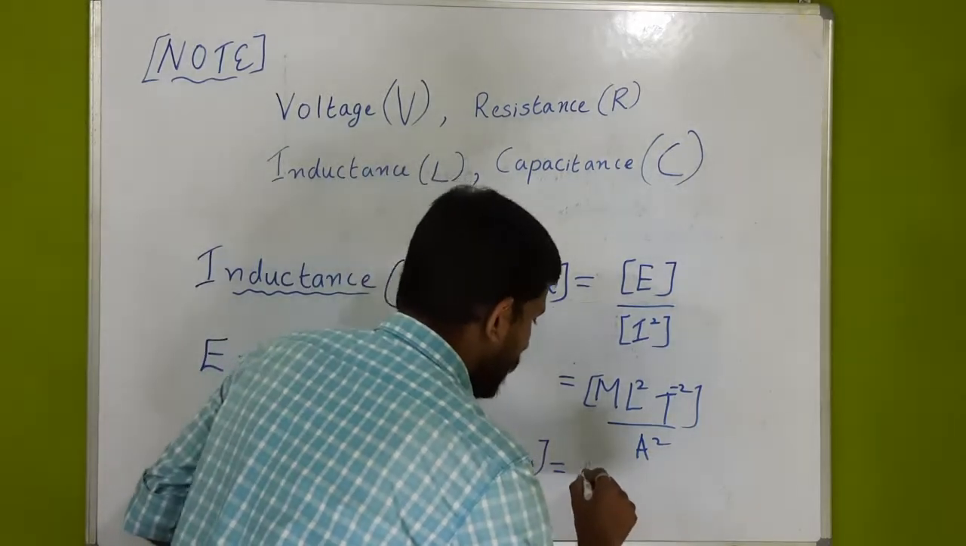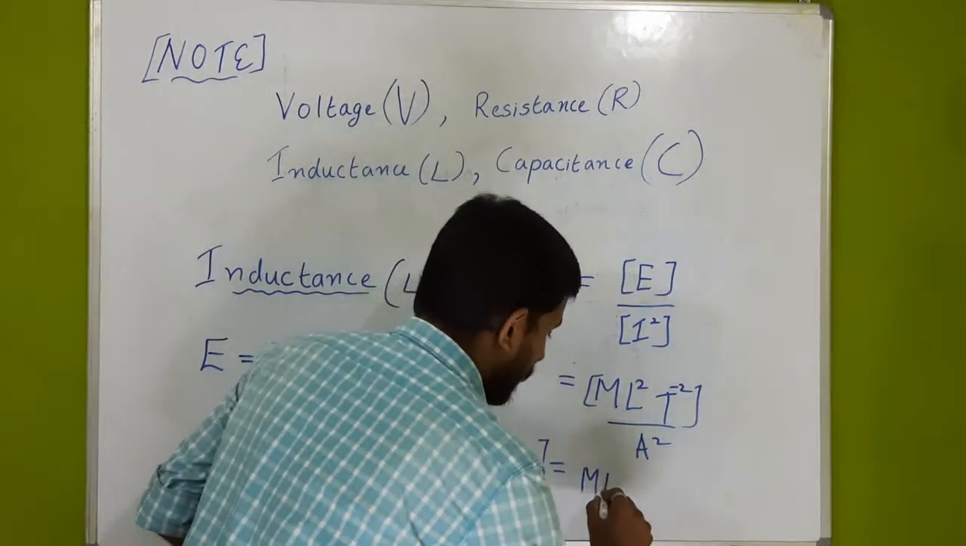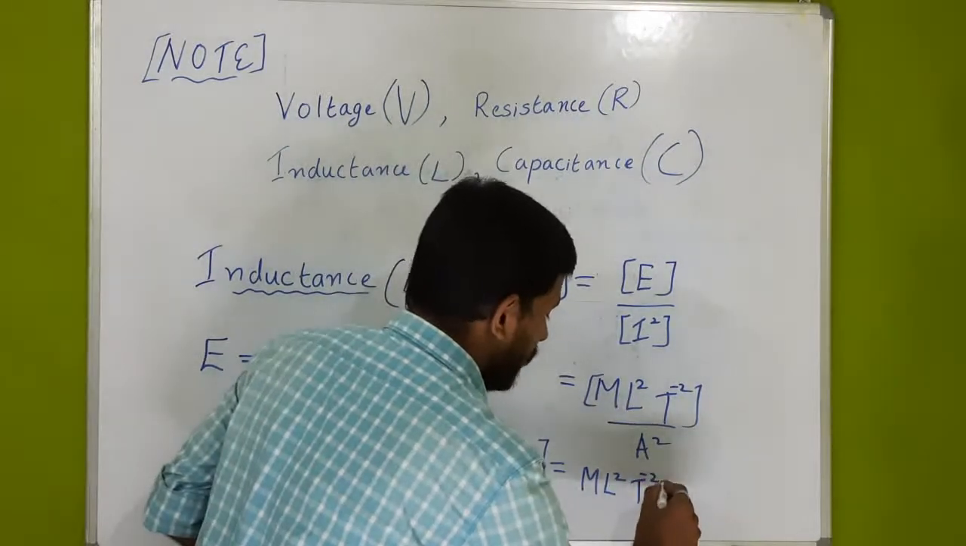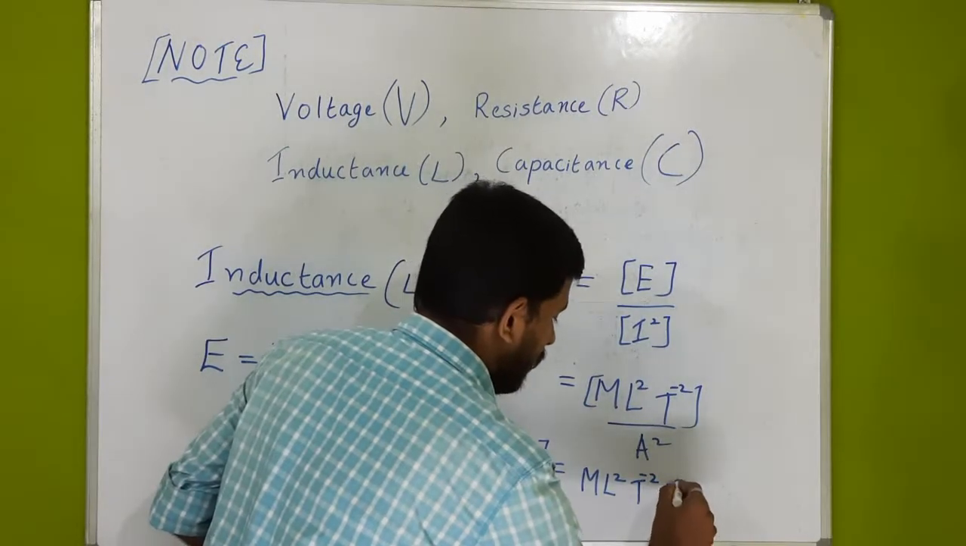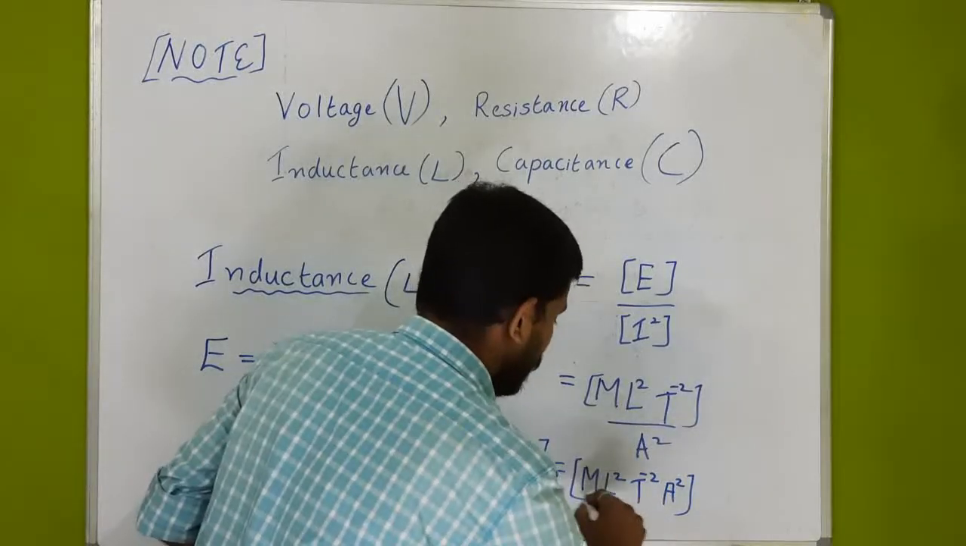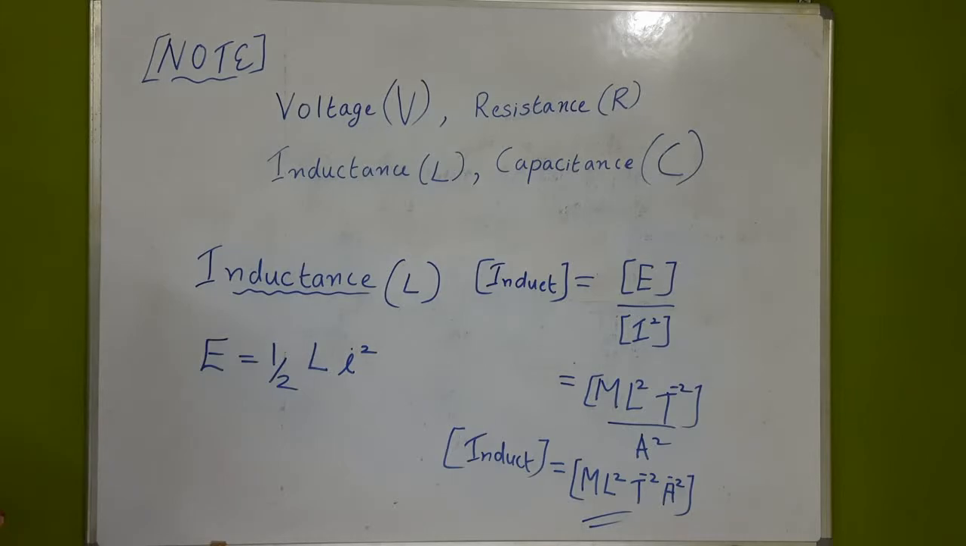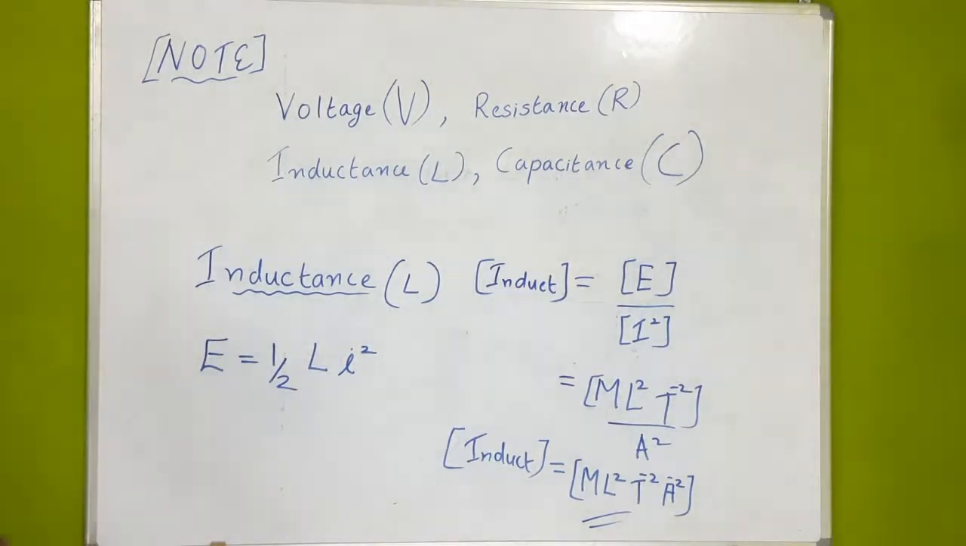Therefore, the dimension of inductance is equal to M, then L^2, then T^-2, then A^-2. This is the dimension of inductance: ML^2T^-2A^-2.